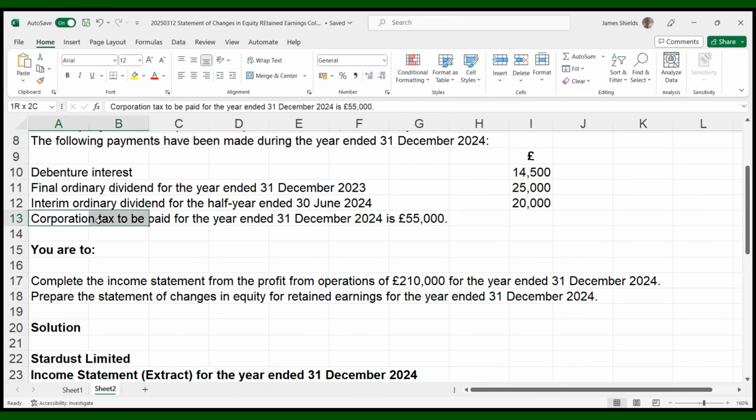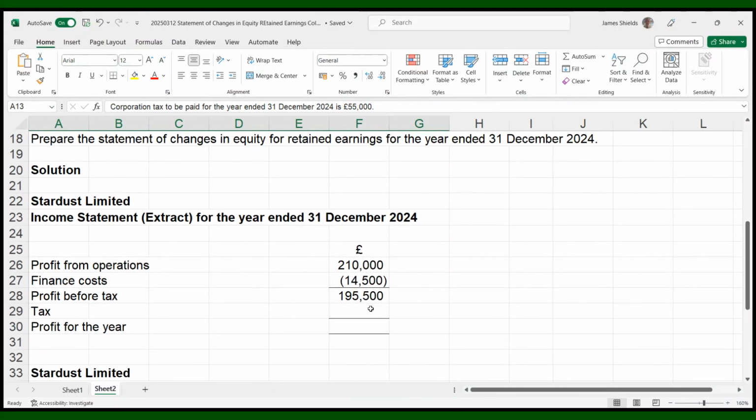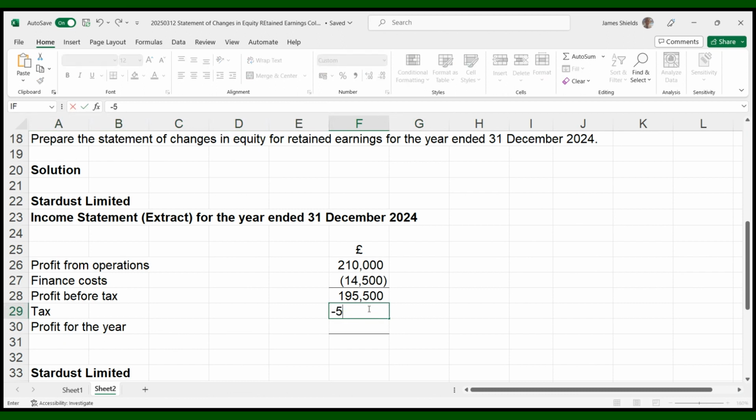Now the tax figure is going to be the tax charge for the year. So corporation tax to be paid for the year ended the 31st December 2024 is £55,000. So again, that's going to reduce our profit. So take away £55,000. So the profit of the year then is going to be the £195,500, the profit before tax. There's a tax of £55,000 to give us £140,500. So that's an extract from the income statement.